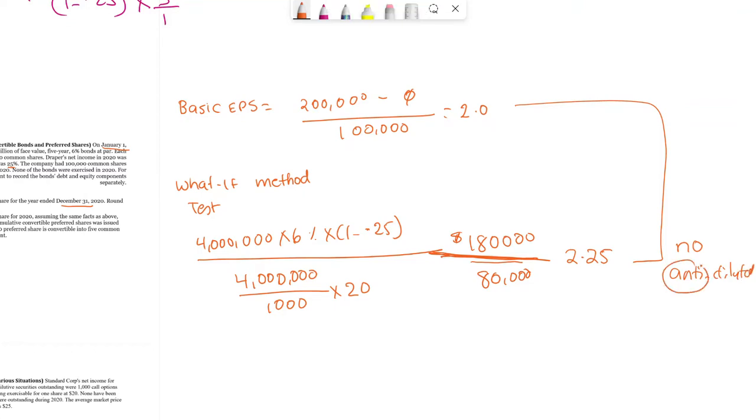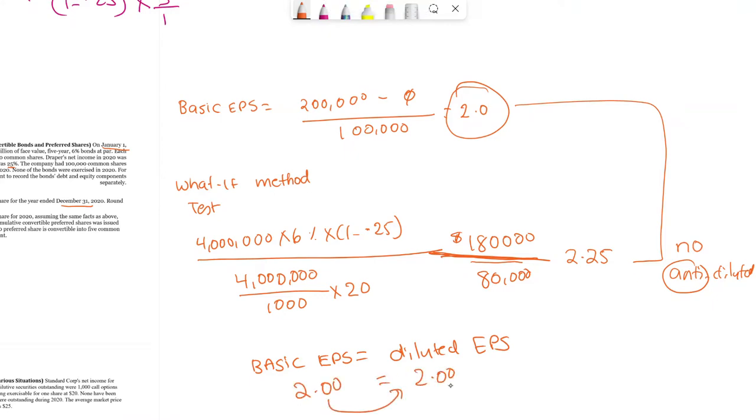If it's anti-diluted, my basic earning per share and my diluted earning per share will be the same. If it shouldn't be included, then your basic earning per share and diluted earning per share will be the same, so your basic will be your diluted, because we don't need to include this in our calculation. It's called anti-diluted. So that was part A, and part B is asking you to do something else.